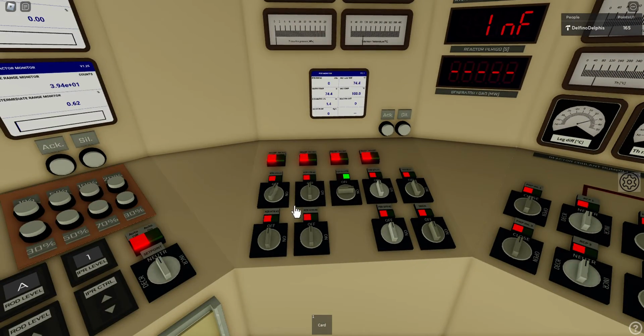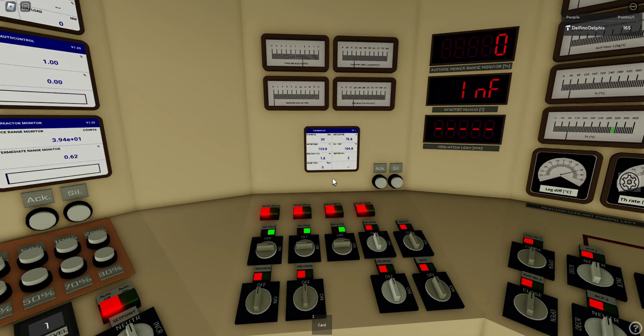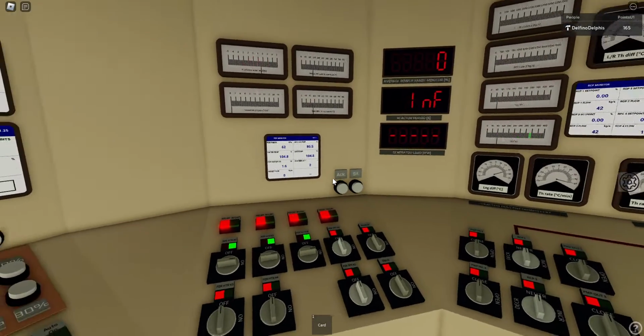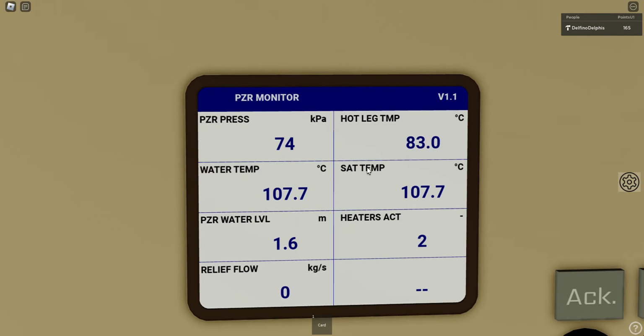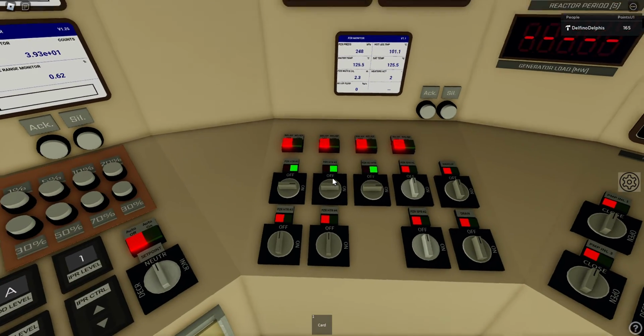I will also enable two pressurizer heaters here, and I will quickly explain how this works. You can see this is the temperature in the hot leg, so actually it's the reactor temperature. It's rising due to the startup heater, but we want to heat this water a little bit more. This is the temperature in the pressurizer, and this is what we use the pressurizer heaters for.